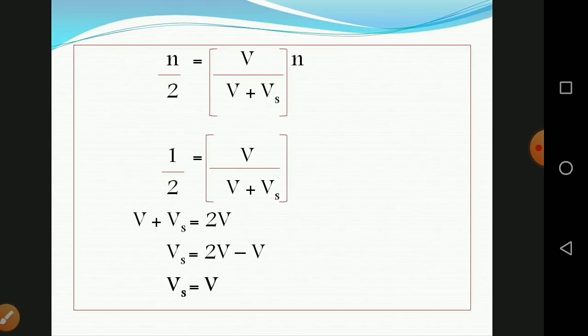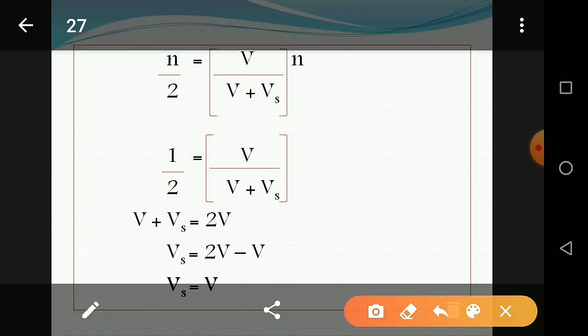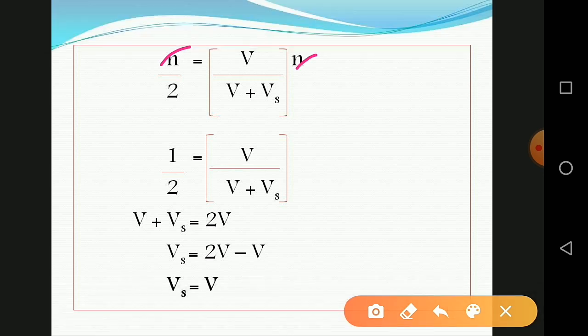So we know the n' value is n divided by 2, equal to v divided by (v + vs) into n. So this n and this n cancel, and the numerator goes to the left-hand side, the denominator to the right. So 1 divided by 2 is equal to v divided by (v + vs). So we do the cross multiplication: 1 into (v + vs) and 2 into v. So it gives v + vs equal to 2v.